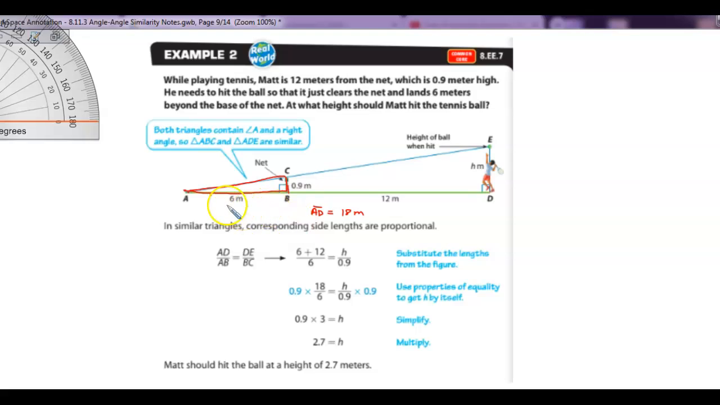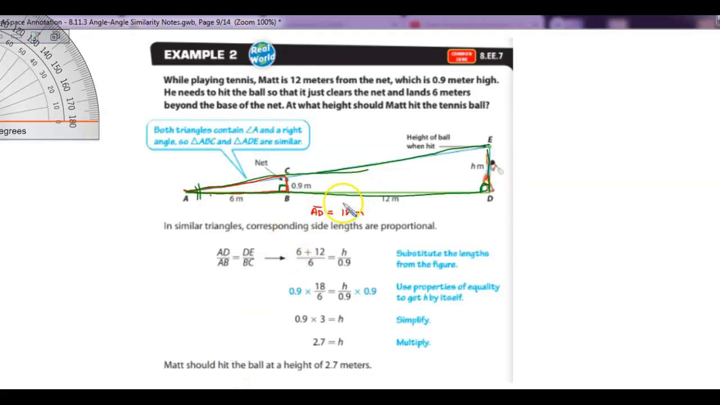And then we have the bigger triangle. What you notice is that they both share angle A. So that means that this angle is the same for both. This is a right angle, and this is a right angle, so I know that they are similar. And in similar triangles, corresponding side lengths are also proportional.